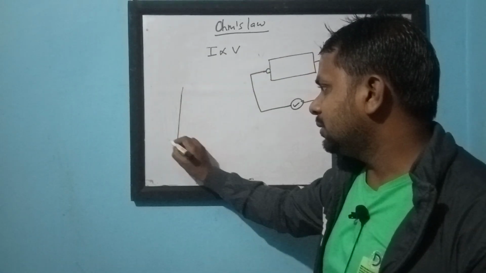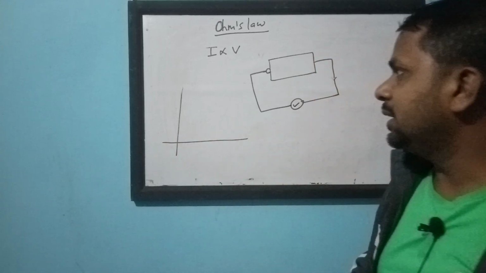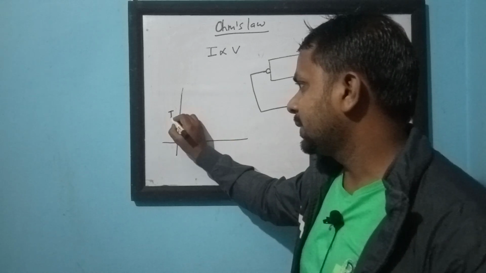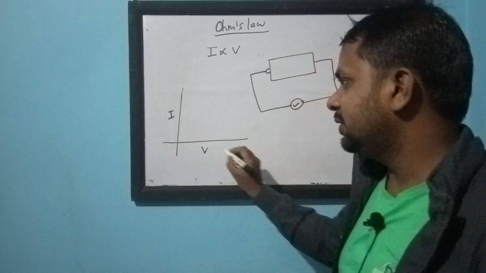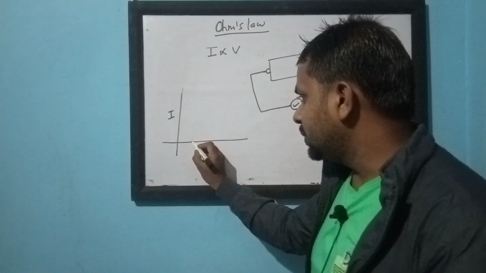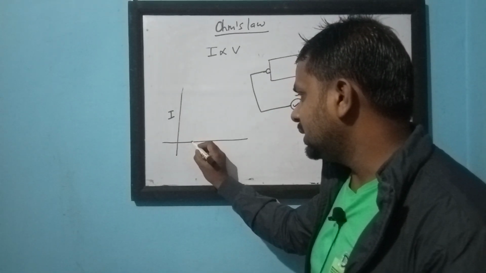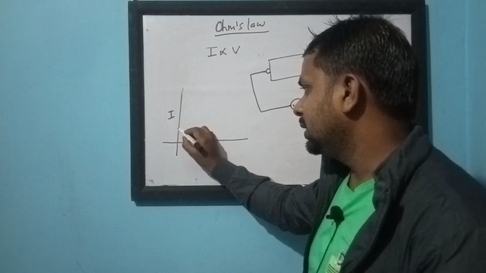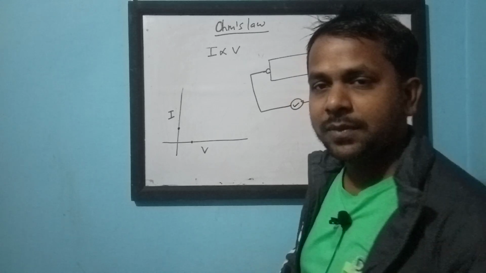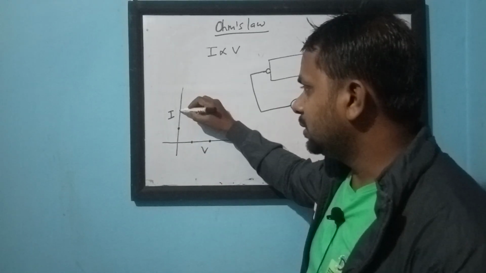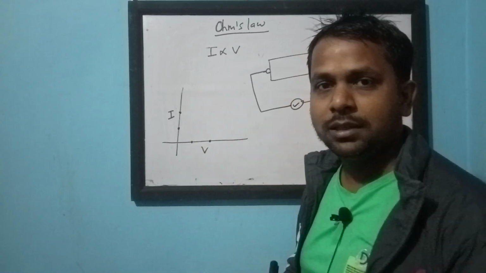He established the relation that suppose we are drawing one graph here, here potential difference and here electric current. Suppose we are putting the value of potential difference this much, then the value of current will be like this. If we are increasing the value of potential difference, the value of current will also increase.